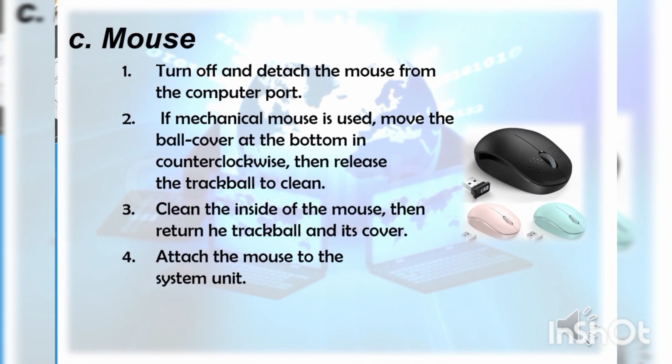Then the next component is the mouse. Here are the proper ways to clean the mouse. First, turn off and detach the mouse from the computer. Second, if a mechanical mouse is used, turn the ball cover at the bottom counterclockwise, then release the trackball to clean. Third, clean the inside of the mouse, then return the trackball and its cover. Then fourth, attach the mouse to the system unit.